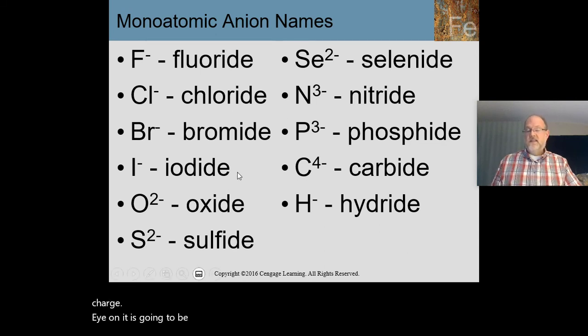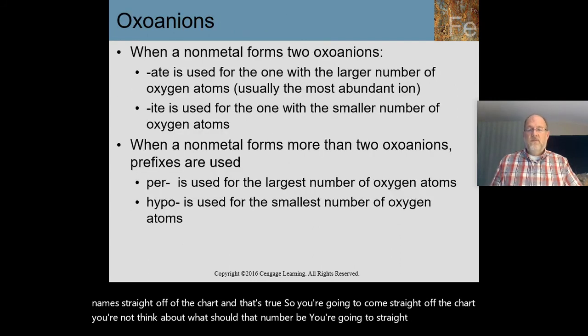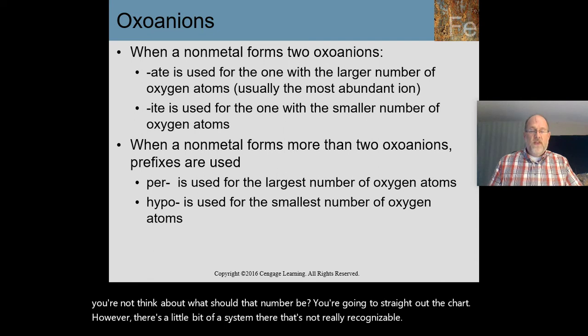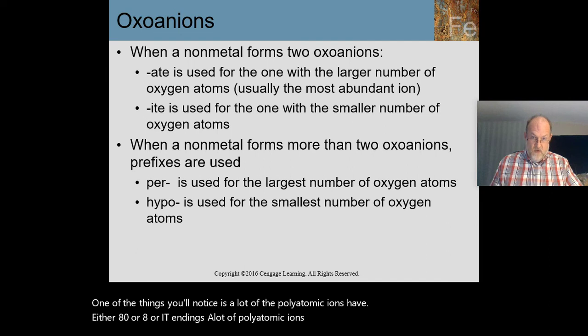Now I said that for the polyatomic ions, you just take the names straight off of the chart, and that's true. You're not going to think about what that name should be. You're going to take it straight off the chart. However, there's a little bit of a system there. One of the things you'll notice is a lot of the polyatomic ions either end in ITE or ATE.